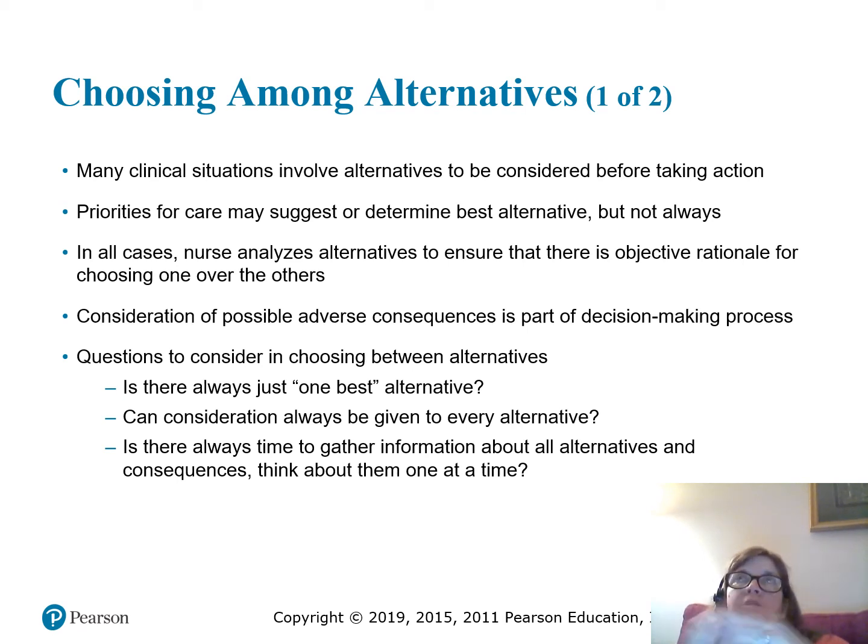But you're always looking for why you're making that decision and the good and bad of what those decisions are. Why is this decision better than the others? And you want to look at, are there adverse consequences to all parts of that? Is there always just one best alternative? And should we look at every alternative?